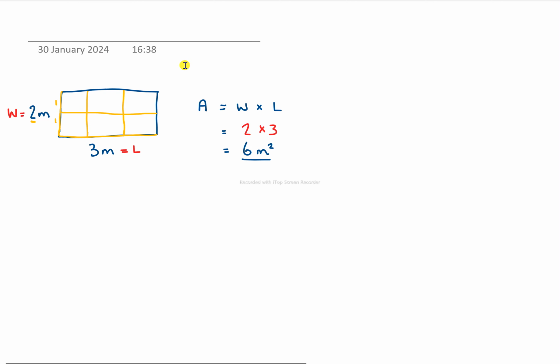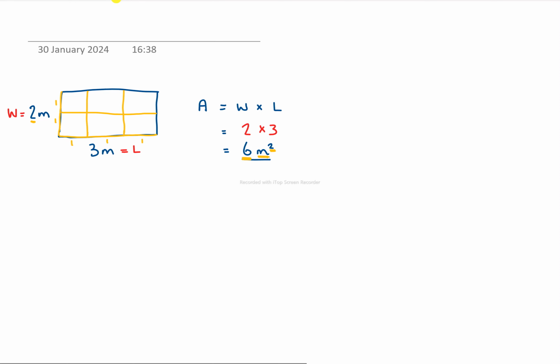1 by 1, yeah? So that's 1 length, that's 1 length, that's 1 length. Altogether I've got 6 squares. That's why I have 6 square meters, or 6 meters squared.